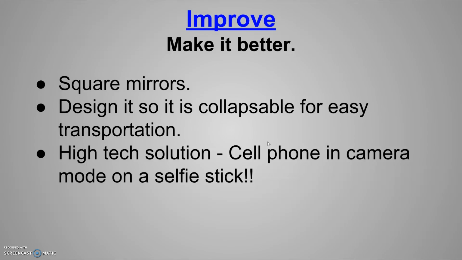And the final step of the engineering design process is to improve. Look at what ways you can make it better so that you can revisit the design process and improve upon the design. So I felt that some possible improvements that could possibly be implemented are to use square mirrors. I used round mirrors, and square mirrors would have worked out probably a little better. And possibly design it so it is collapsible for easy transportation.